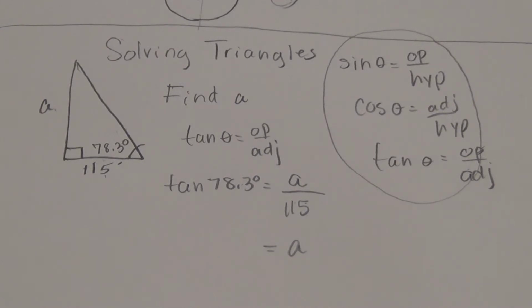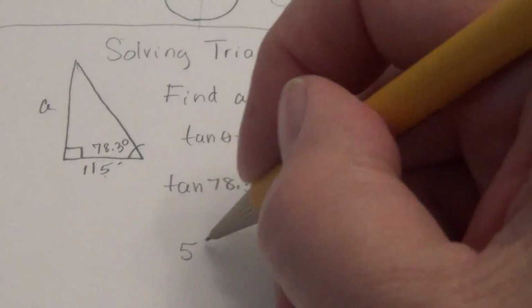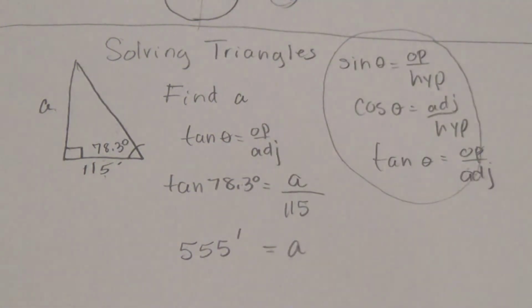Tangent 78.3 times 115, and that is 555, and it's in feet as well. All right, I tricked you.